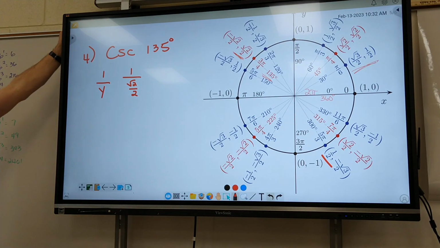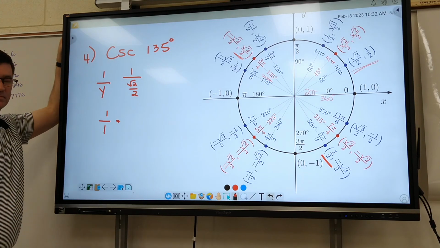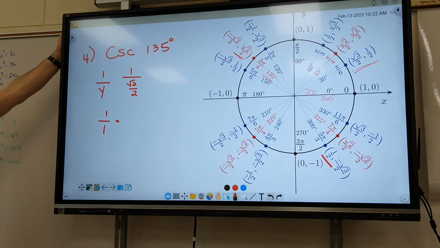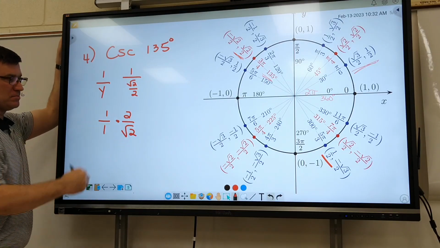Now we have to do keep, change, flip. You always leave the top just like it is. 1 is just 1 over 1. All right, flip the bottom. It'll be 2 over root 2. Bless you.